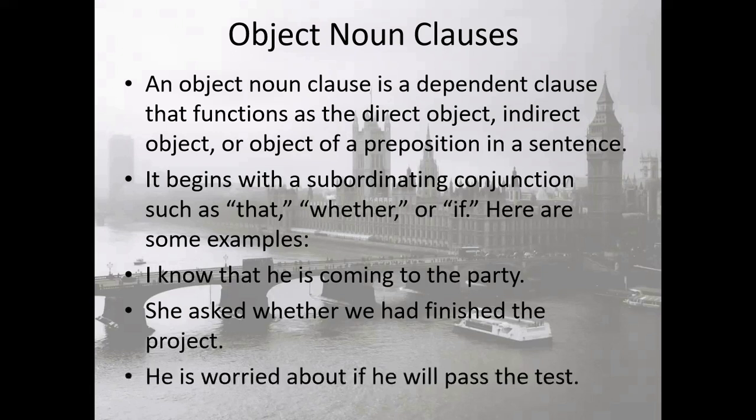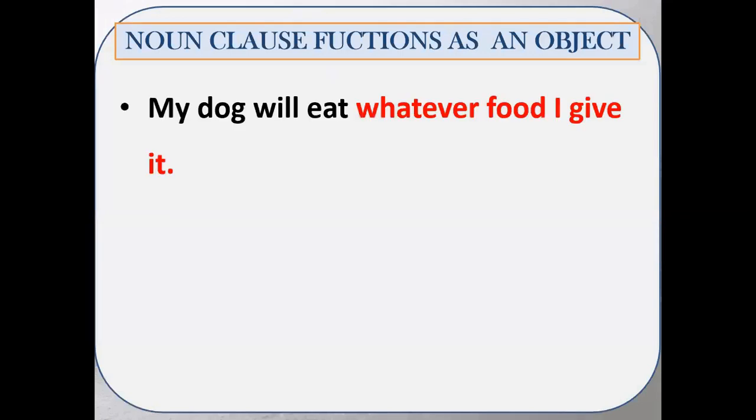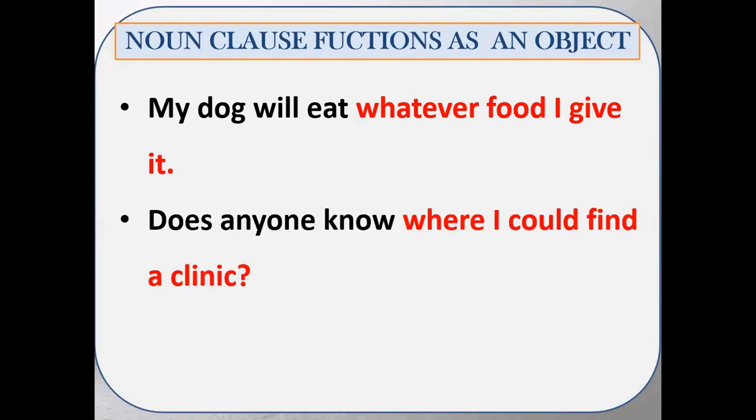He is worried. Worried about what? If he will pass the test. So this is again in the place of an object. So this is a noun clause acting as an object. More examples. My dog will eat. Eat what? Whatever food I give it. Then, does anyone know? Does anyone know what? Where I could find a clinic. So where I could find a clinic starts with a subordinating conjunction, and it is occupying the place of the object. So that's why the noun clause is functioning as an object.